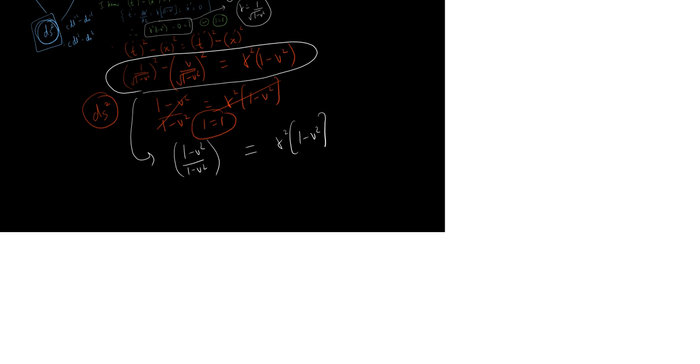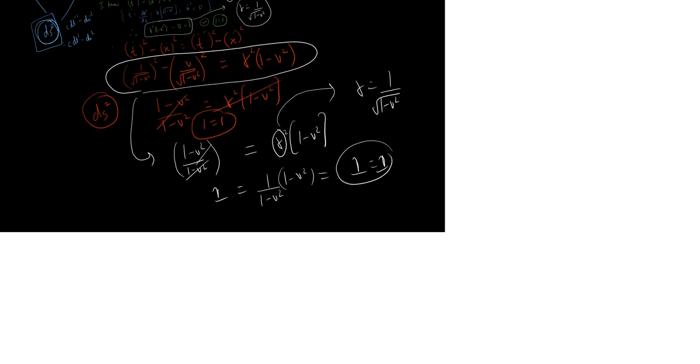And I'm claiming that this is equal, but why this is equal you can actually see, because this and this will just give me 1. The value of gamma you have already evaluated is 1 upon under root 1 minus v square. So gamma square would be 1 upon 1 minus v square, and this is 1 minus v square. So this means that 1 equals 1. So this guy is invariant. And why is it invariant?